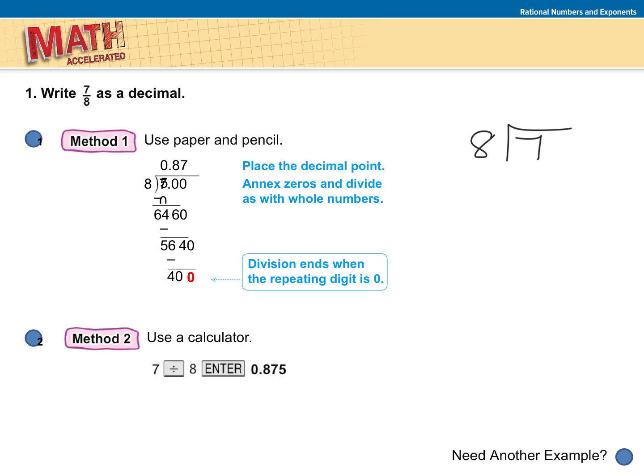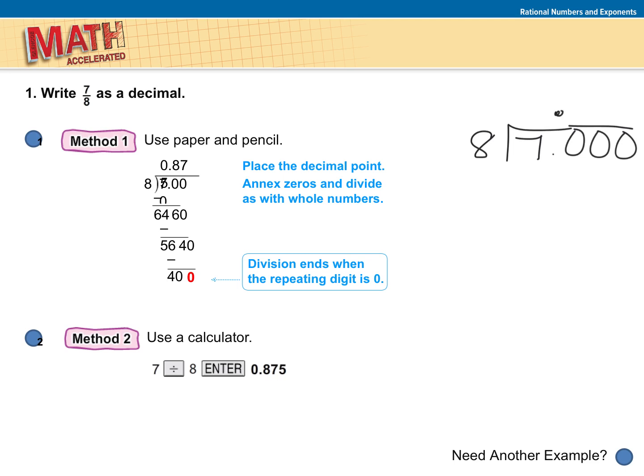So, what do we do from here? You put a decimal point and add a zero. Yep, decimal point, add some zeros on the end. When you divide, what do you do with that decimal point? Where does it go? It goes straight up from where it's at, right?